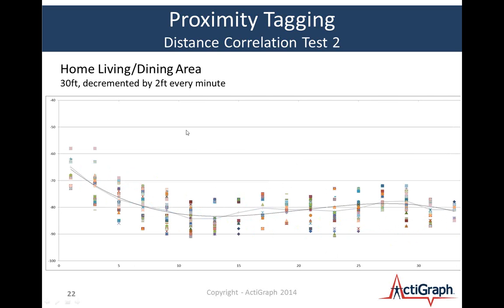We did the same test in a home, living room or dining area, and the same test produced different results because of the environment, we believe. You see the negative exponential, but then you see a rise in that exponential at about 27 or 28 feet. And we attribute that to environmental changes: different wall types, different flooring types, different places for the signal to reflect and produce different RSSI values on the receiver.